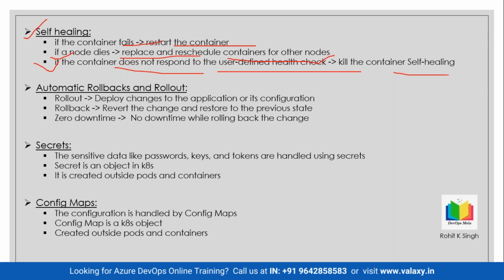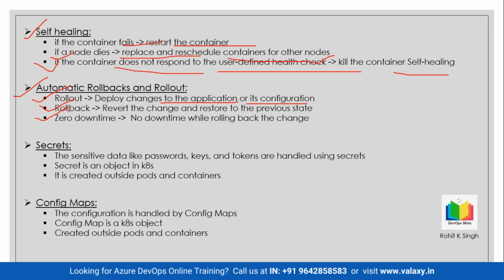Okay. Now we spoke about automatic rollback and rollout. That again can be done with Kubernetes. Rollout basically deploys changes to the application or its configuration. Rollback: if any changes you have deployed have some issues, and you want to roll back to the previous stable version, even that is possible.